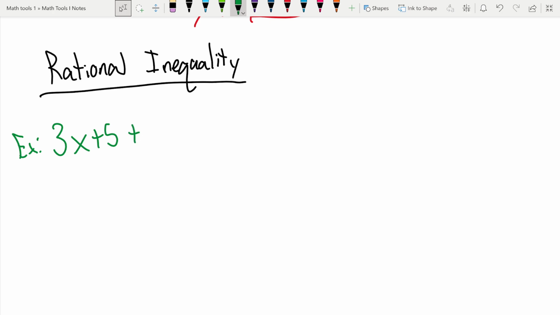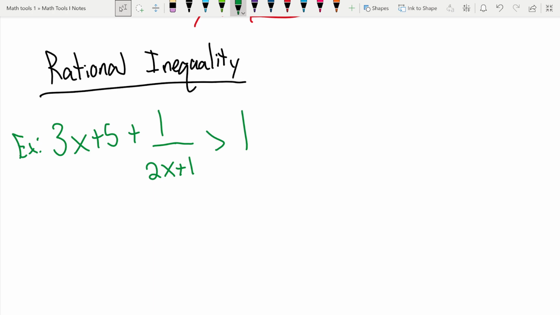So let's look at 3x plus 5 plus 1 over 2x plus 1 is greater than 1. Okay. A few things going on here. And there's a few different ways we could approach this.